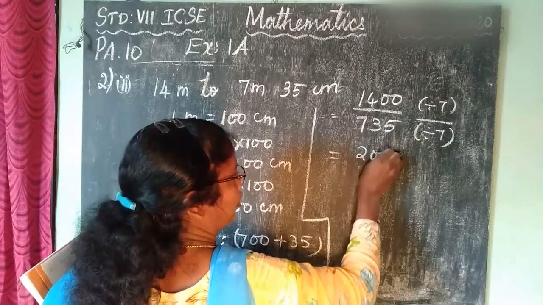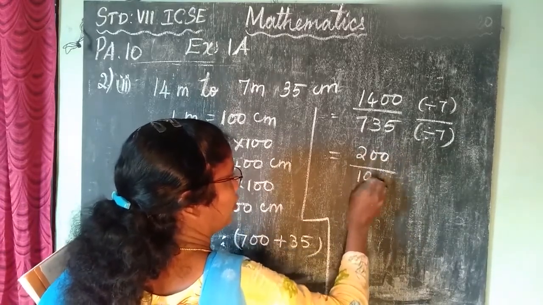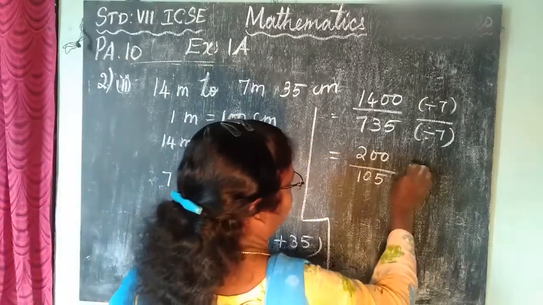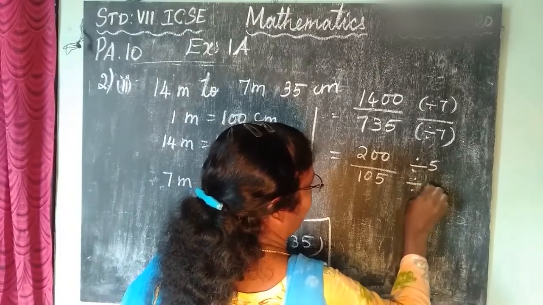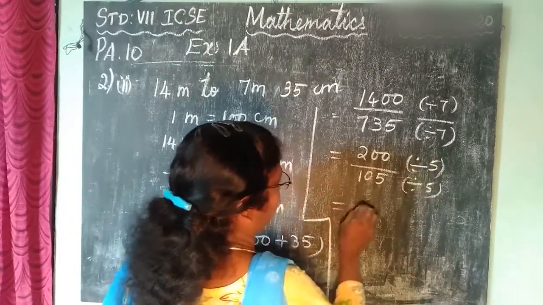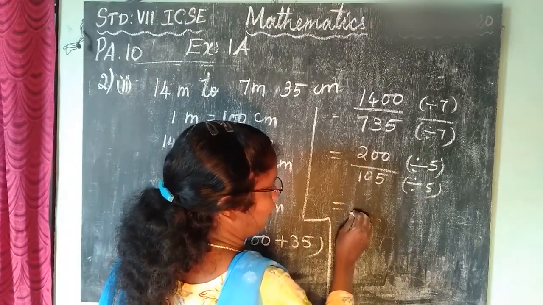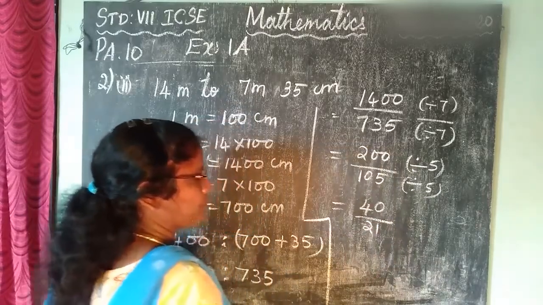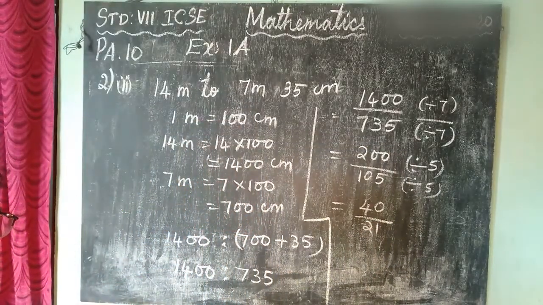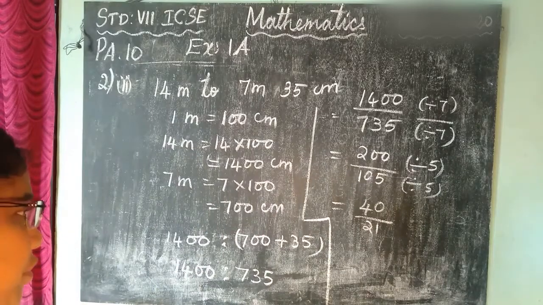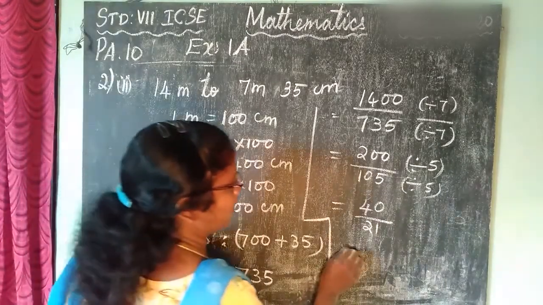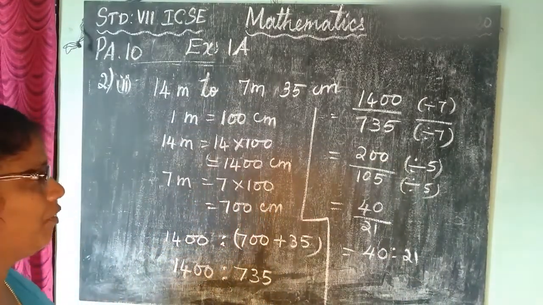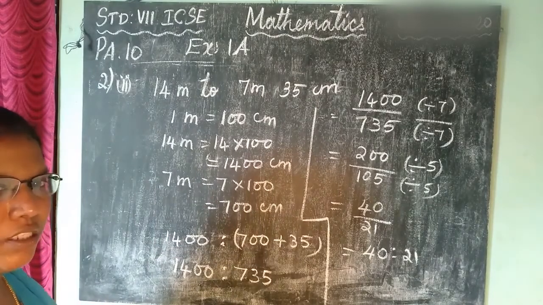7 2s are 14, 0 0, 1 7s are 7, here 0, 7 5s are 35. Okay, now we can cancel by 5. Divide both numerator and denominator by 5. In 20 how many 5s are there? 4 5s are 20 and this 0. Here 2 5s are 10, 1 5s are 5. Can we cancel any more? Are we having any common between 40 and 21? No, we don't have any common. So our simplest answer is 40 is to 21. I hope you all understood well this one.